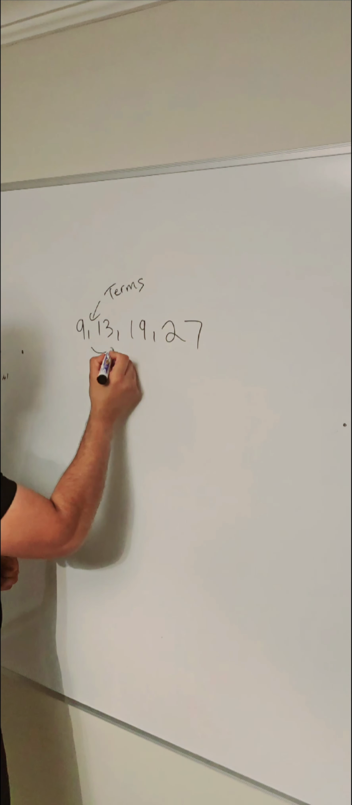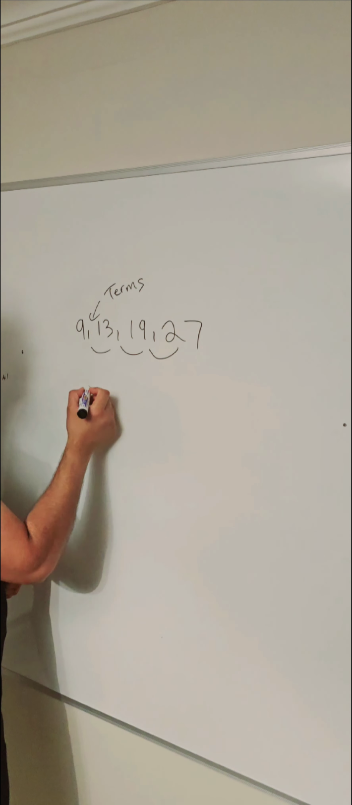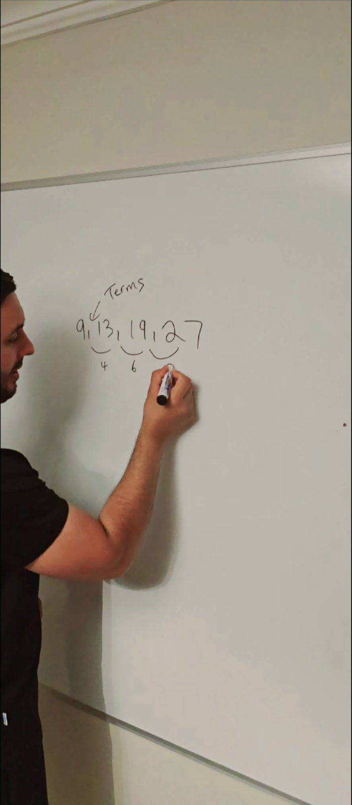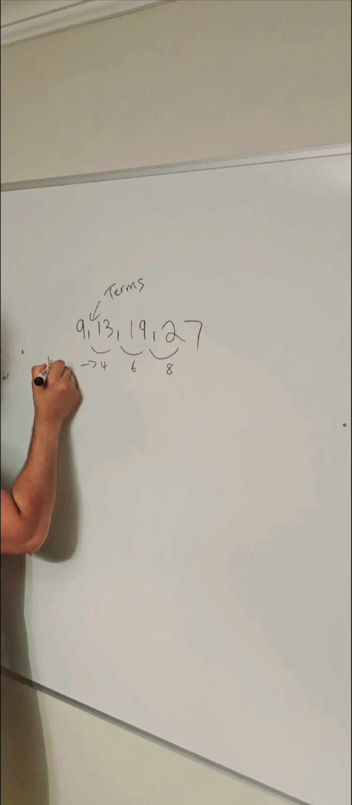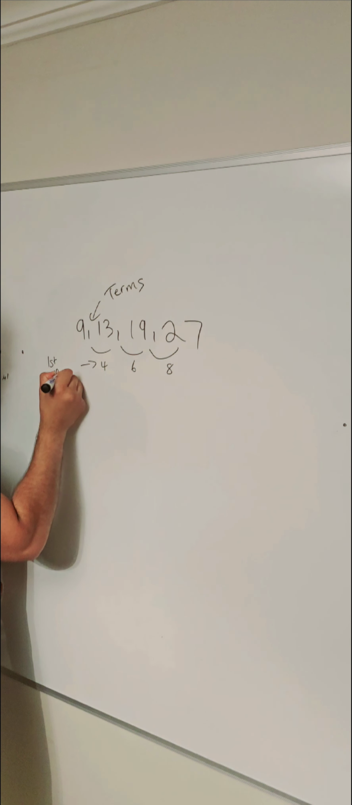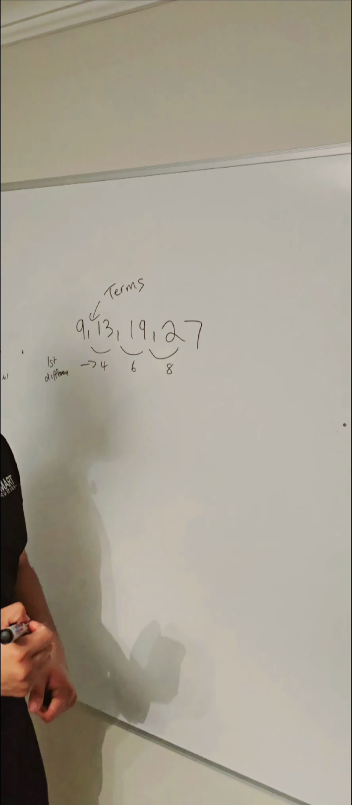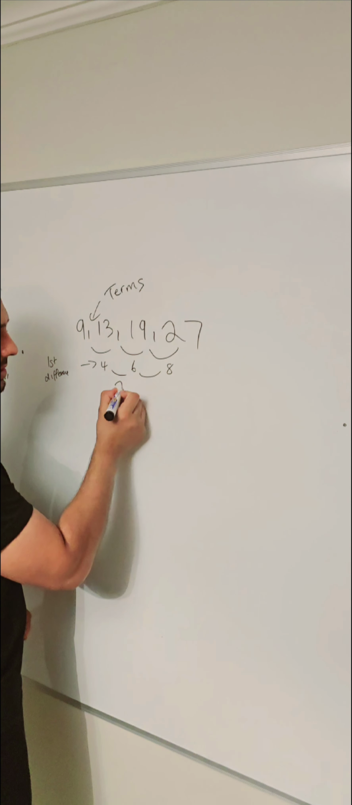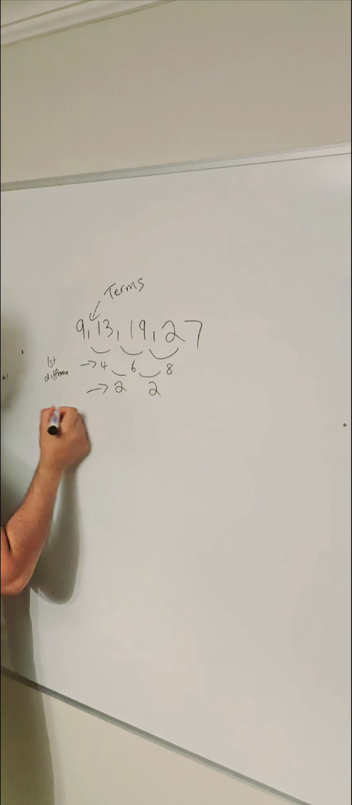Okay, so what I'm going to do is start off by recognizing, okay, I've got my terms. Let's start off by working out what the first difference is. The first difference between these numbers is 4, 6, and 8. So let's just label this our first difference. Now, after finding your first difference, you need to find out what the second difference is. The second difference here is 2. And again, let's label that our second difference.